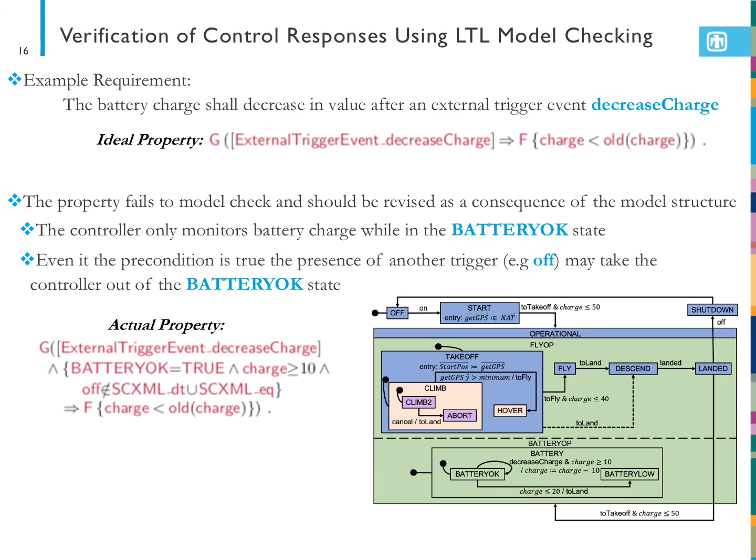Next, we want to revise this to account for the fact that we actually have other triggers in the external triggers in the queue. So we, for example, want to make sure that we don't have that off trigger in the ready to be dequeued queue or in the external trigger. Because in that case, we will not observe that decrease in charge, or we will just power off the drone.